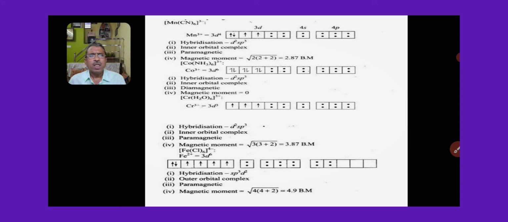In case of the FeCl6 4 minus, Fe is in +2 state having d6 configuration, but chloride is a weak field ligand. When it is a weak field ligand, it is unable to pair up the electrons, which contains the 4 unpaired electrons. So the magnetic moment in this complex corresponds to the 4 unpaired electrons, which is around 4.9 Bohr magneton.